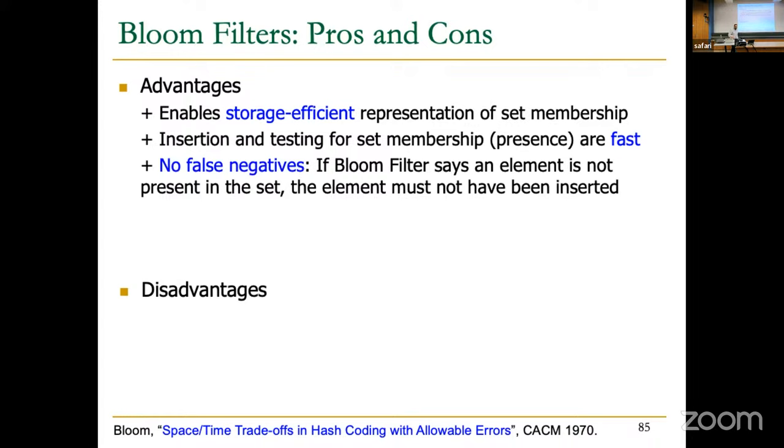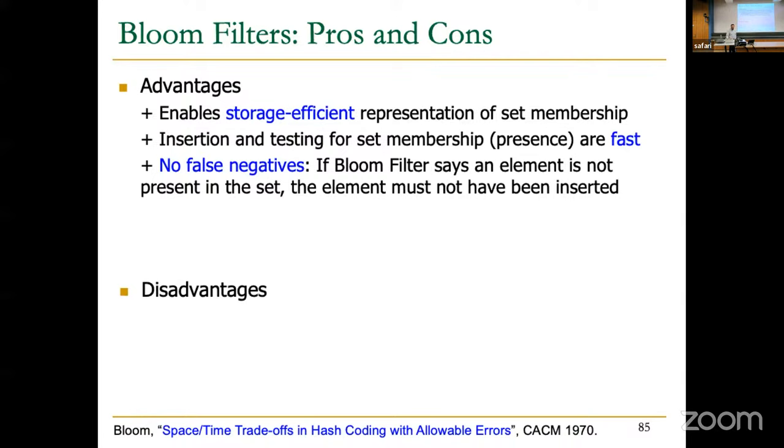If you did not insert an element into a set, you can end up having the result that, yeah, maybe this element is in the set. So we already saw the false positive. But the other scenario is not possible. If an element is a member of a set, there's no way that a Bloom filter tells you the opposite.